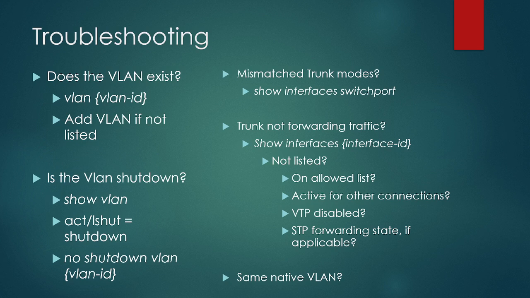These are the most common issues we'll run into when troubleshooting this particular problem. Lastly, make sure that both switches on either side of the trunk have the same native VLAN configured, as a mismatch will cause cross-contamination between the VLANs, which, as we know, defeats half the purpose of a VLAN.